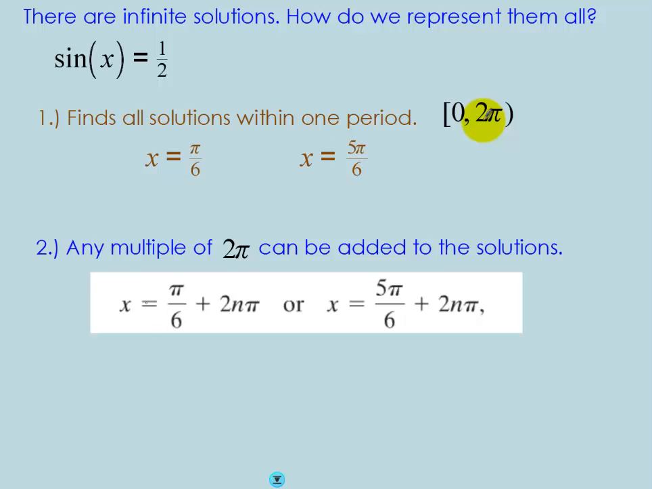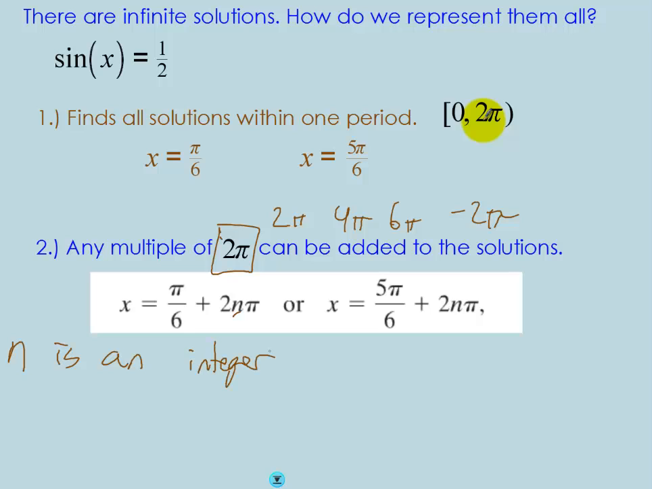All right, so now for each of these solutions, any multiple of 2 pi can be added to the solution. So that means 2 pi, 4 pi, 6 pi, and then -2 pi. It's multiples. The way we represent that is we use n as an integer to represent a multiple. So the formula, instead of saying x equals pi over 6, is pi over 6 plus 2n pi, where n is some integer, positive or negative. If n was 0, it'd be just pi over 6 plus 0, so just pi over 6. But if n was 1, it'd be pi over 6 plus 2 pi, which would get 13 pi over 6. Same thing over here: x equals 5 pi over 6 plus 2n pi.